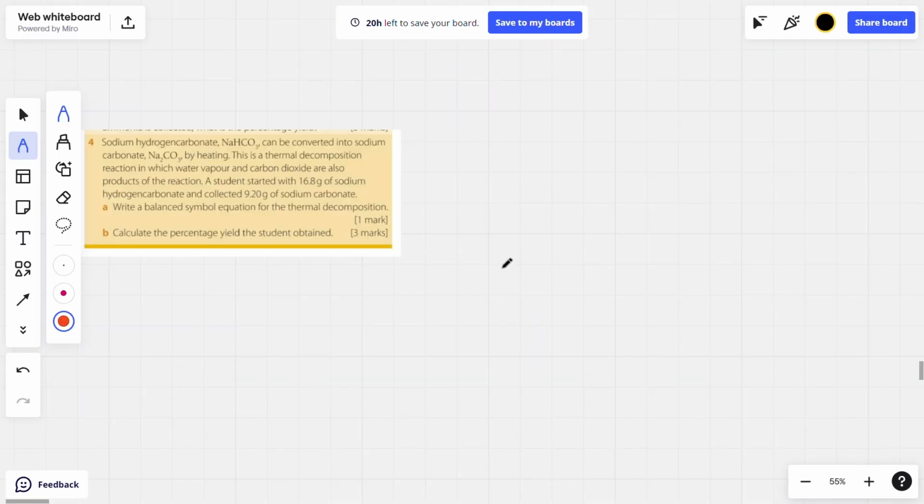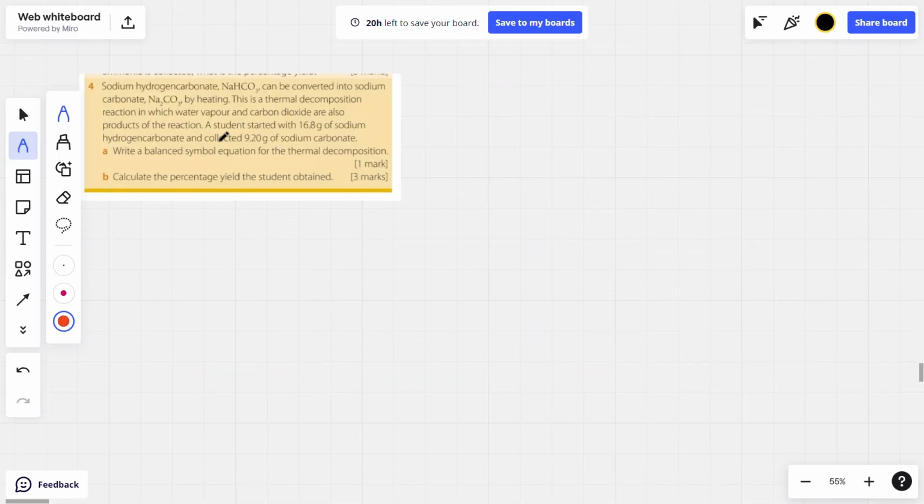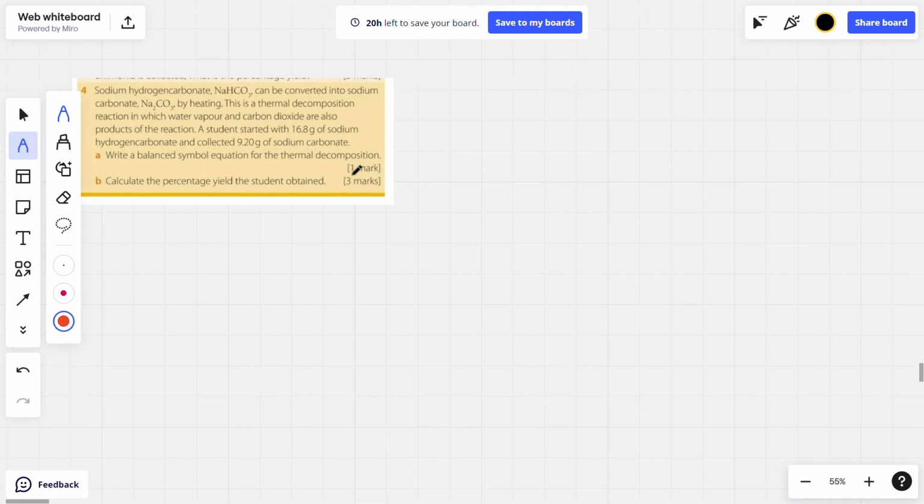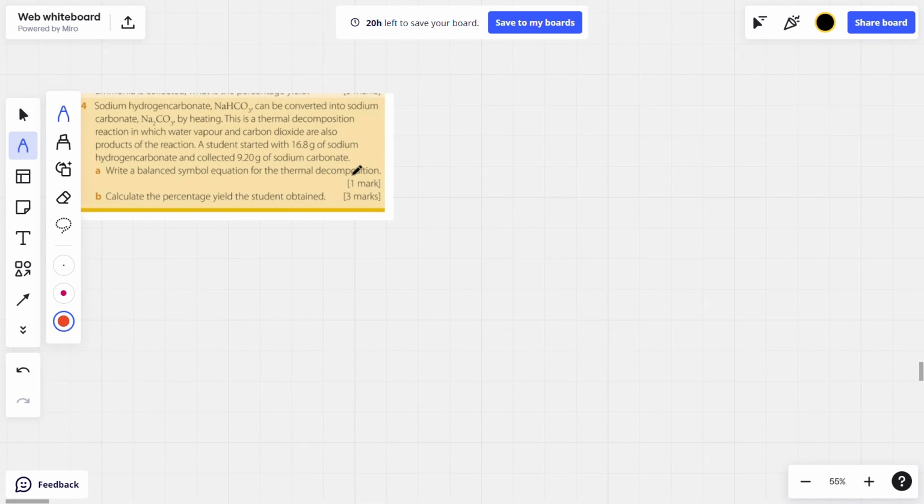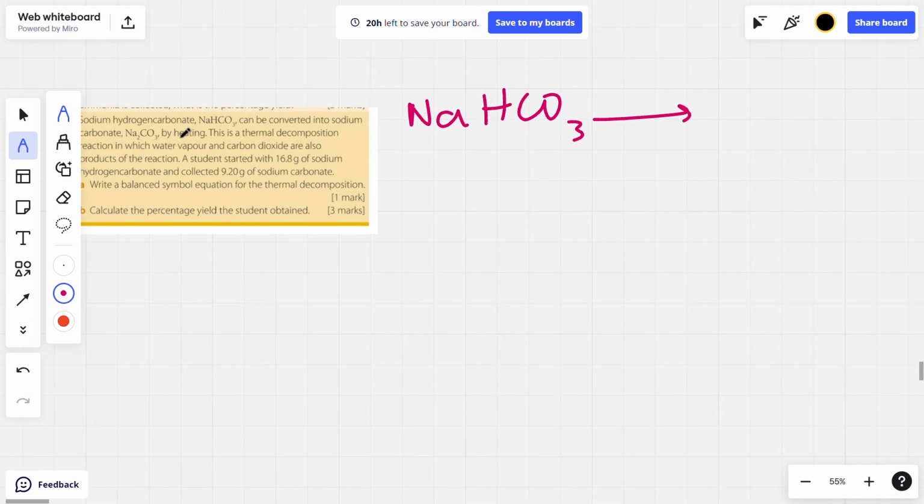Okay, now we will move towards question 4, in which sodium hydrogen carbonate is converted into sodium carbonate through thermal decomposition, and the mass of the sodium hydrogen carbonate and the sodium carbonate has been given to you. First of all we have to write out the balanced chemical equation for the thermal decomposition. So here sodium hydrogen carbonate decomposes into sodium carbonate and carbon dioxide along with water.